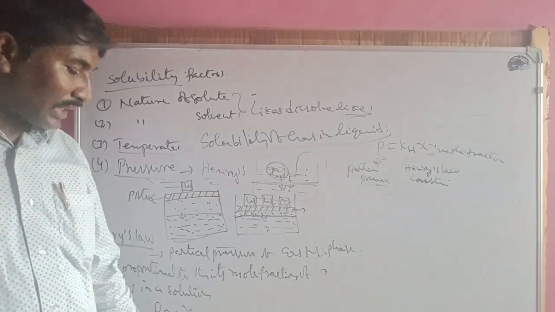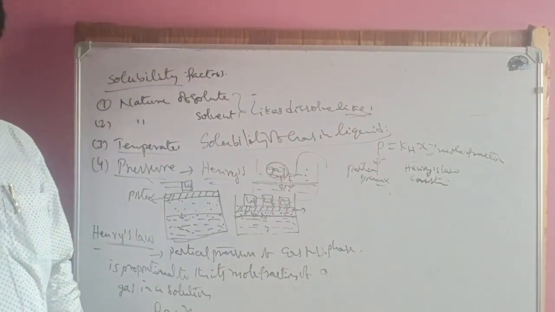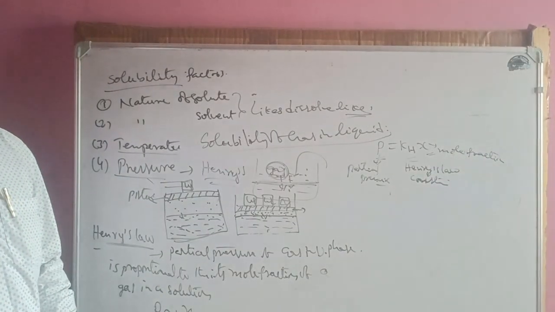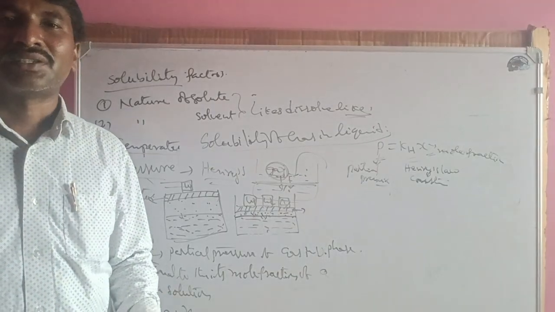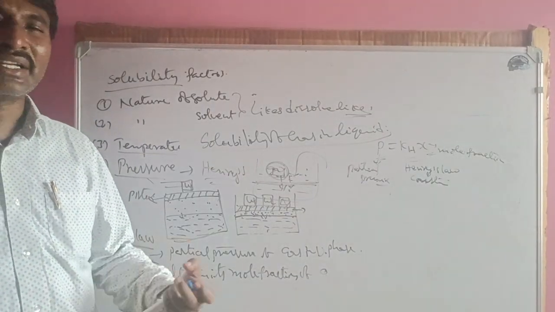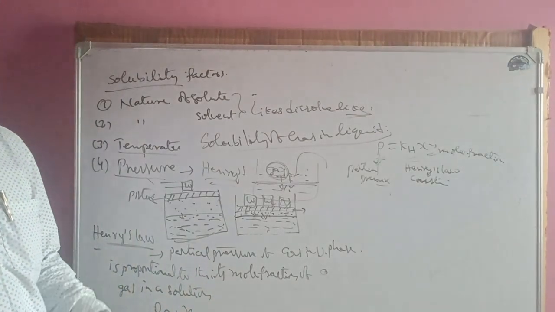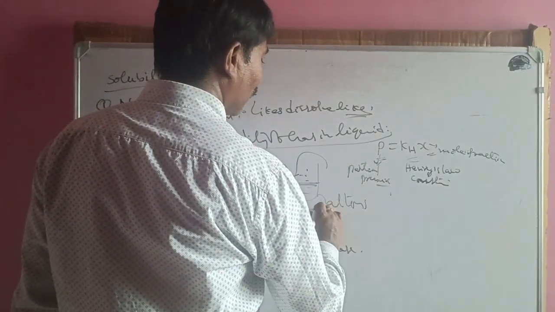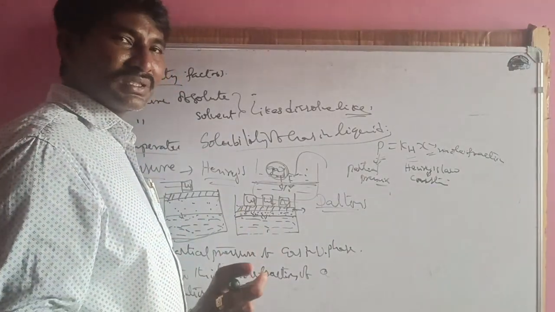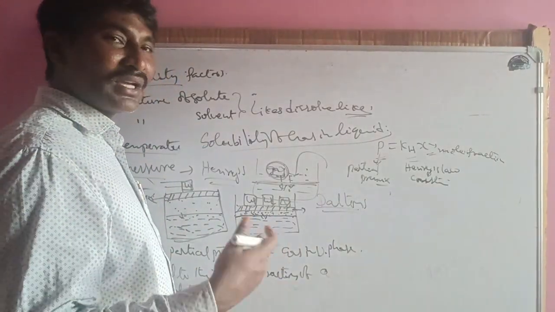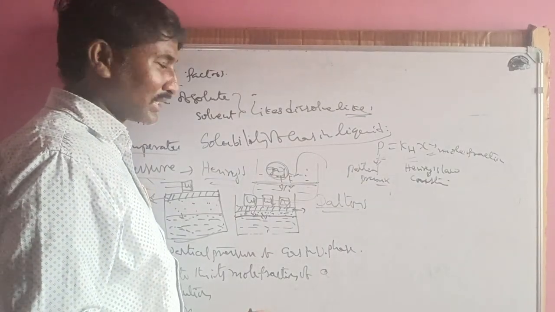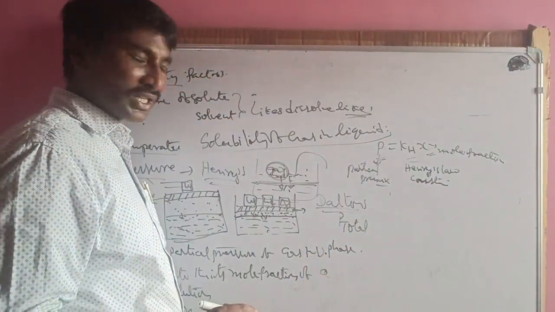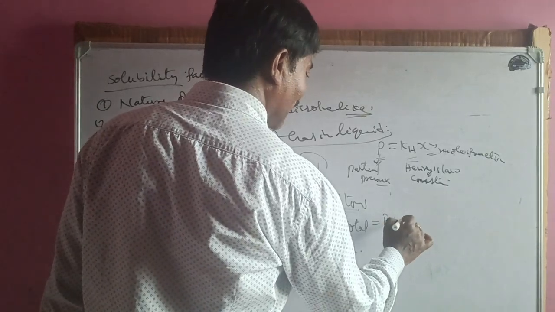At the same time, Dalton also explained the partial pressure of gases. Each gas in a mixture has its own partial pressure in the combined state. According to Dalton, the total pressure of a gaseous mixture is equal to the sum of the partial pressures of the individual gases.